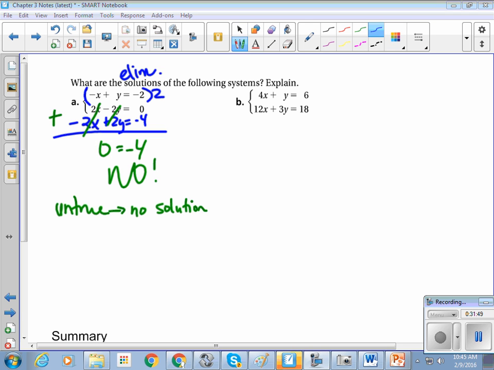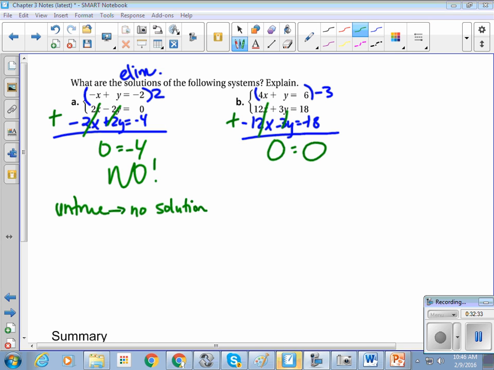Second scenario, let's multiply by, how about by negative 3? When I do that, I get negative 12x minus 3y equals negative 18. We're going to add these straight up. 12x plus negative 12x is 0. 3y plus negative 3y is also 0. And 18 minus 18 is 0. Is 0 equal to 0?